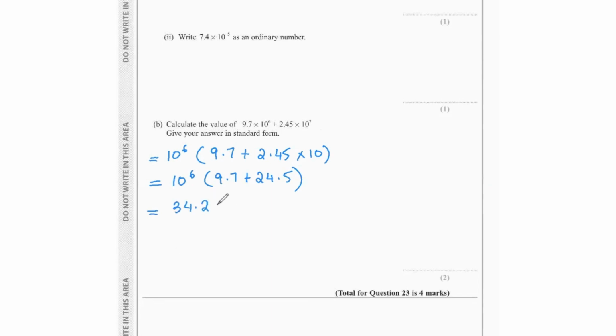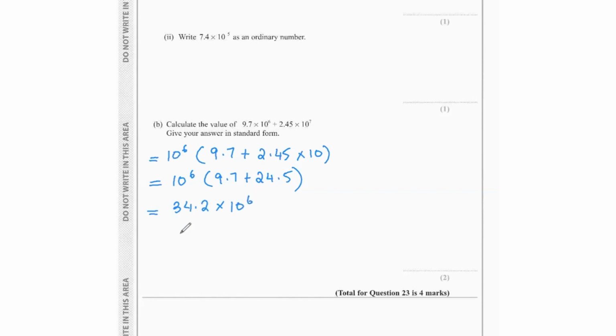Question says calculate the value of 9.7 times 10 to the power of 6 plus 2.45 times 10 to the power of 7, giving your answer in standard form. So we're going to take 10 to the power of 6 common, and that leaves us with 9.7 plus 2.45 times 10 in the bracket. So that's going to be 9.7 plus 24.5, which is equal to 34.2 times 10 to the power of 6.